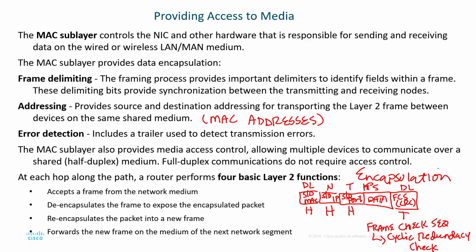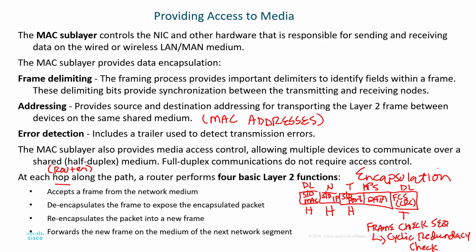Now, your MAC sublayer also provides media access control, which is allowing multiple devices to communicate over a shared half-duplex medium. Full duplex communications do not require this access control. So this is really for legacy networking, but you do need to still know it. So at each hop along the path, and in networking, a hop is defined as a router.